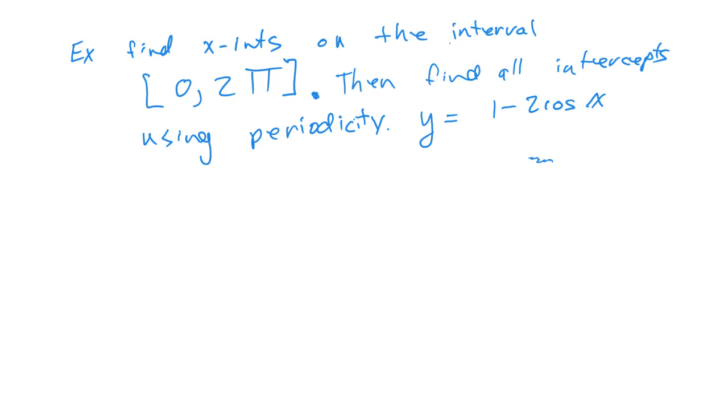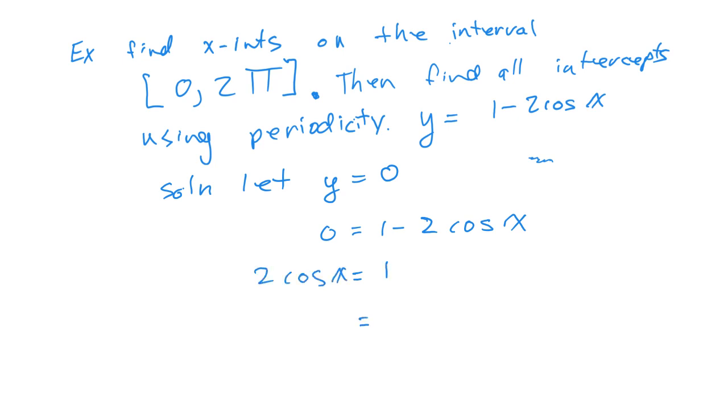So let's find all the intervals between 0 and 2 pi, and then we're going to find all the intercepts using periodicity. Okay, so here is the concept. You're going to basically let y is equal to 0. So that means you're going to get 0 is equal to 1 minus 2 cosine of x. So that means that 1 is equal to 2 cosine of x. Solve for x, you got cosine of x is equal to 1/2. Now that actually gives us something to go from.